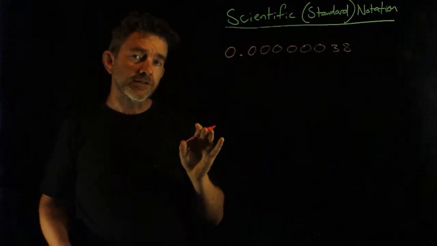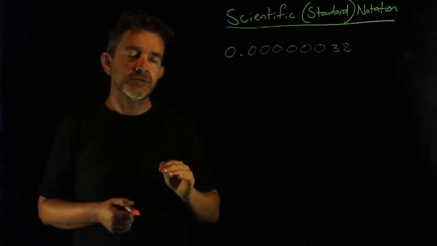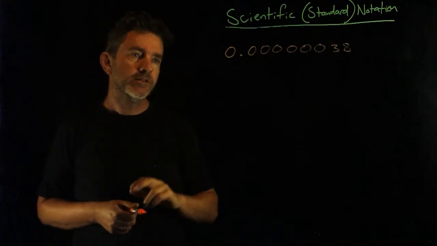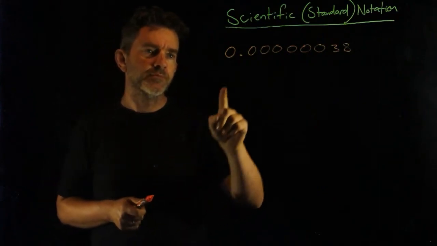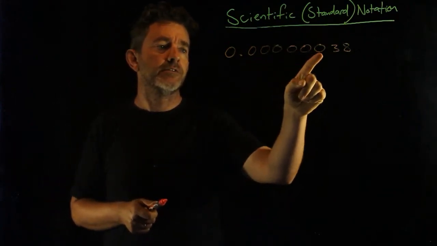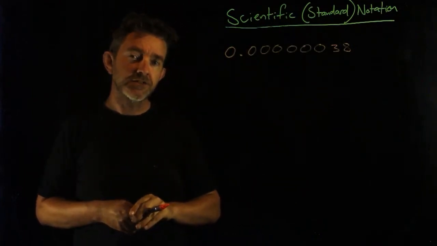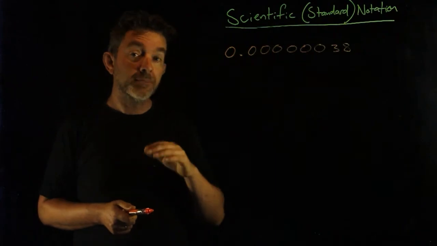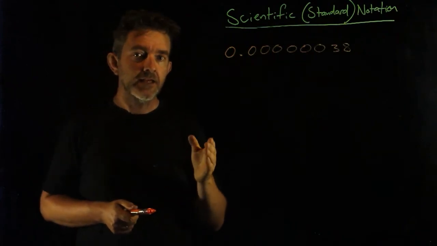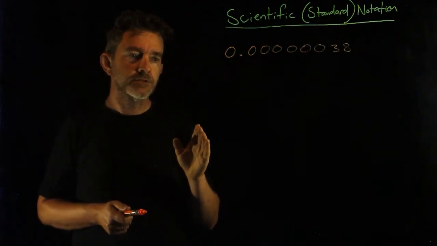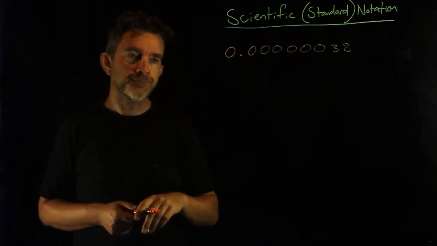Okay, in this video we're going to look at scientific notation when we're dealing with very small numbers. You can see I've written on the board a very, very small number, 0.00000038. Really small. Now to write that in scientific notation, it's going to look like a big number in scientific notation, except it's going to have a negative power on it.